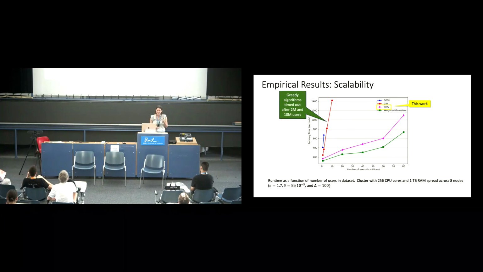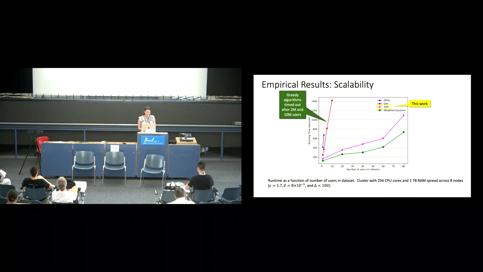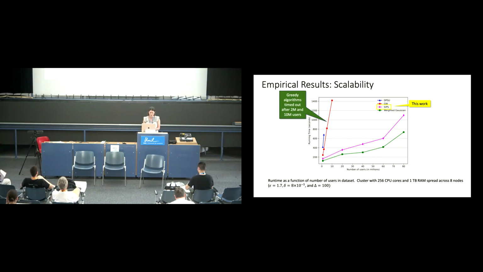Now what about scalability? So we created this synthetic data set with 80 million users and plotted the running time as a function of the size of the input, and found that the 2 greedy algorithms timed out after 2 million and 10 million users, respectively. So they weren't well suited to these really large data sets, whereas the running time of SIPS is about the same, or not too much worse, compared to weighted Gaussian. And this is on a very large cluster.